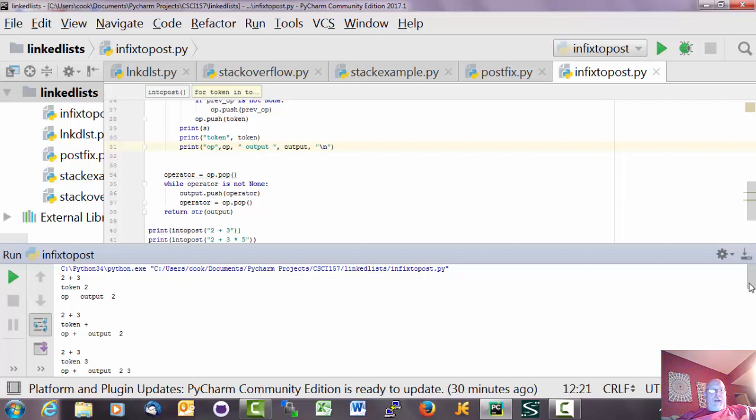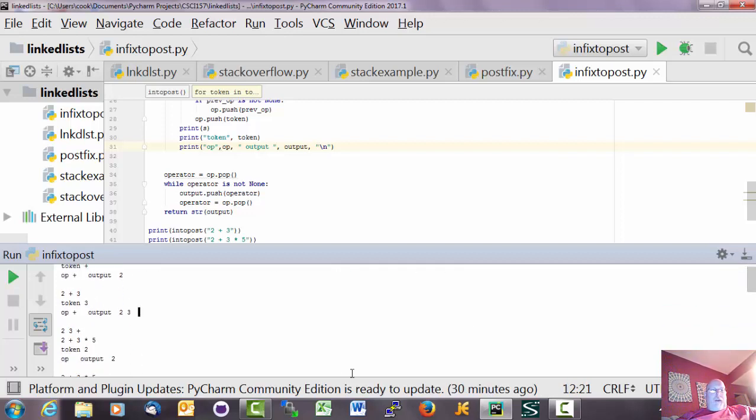It pops it from the operator stack and pushes it onto the output stack, and we get 2, 3, plus, which is the correct postfix notation for 2 plus 3. Okay, next one is 2 plus 3 times 5.